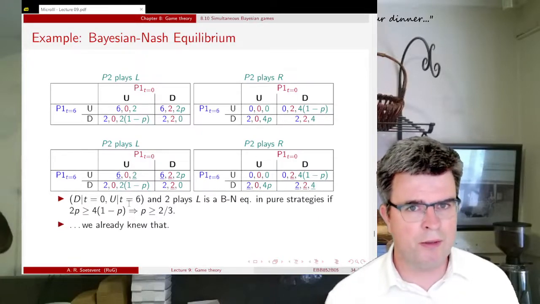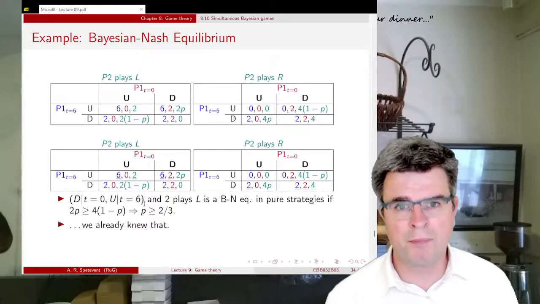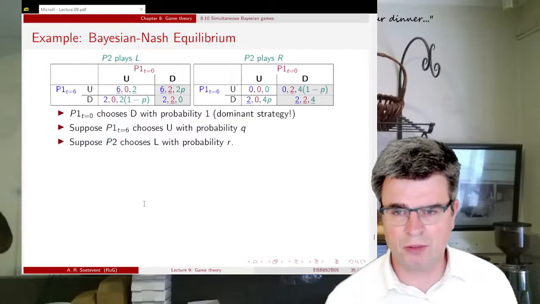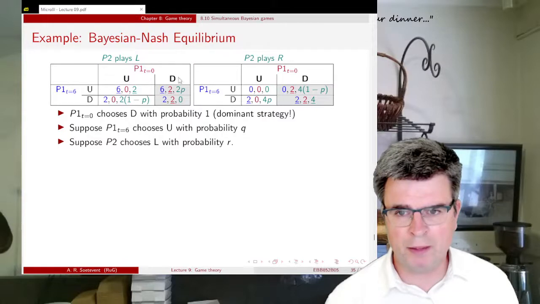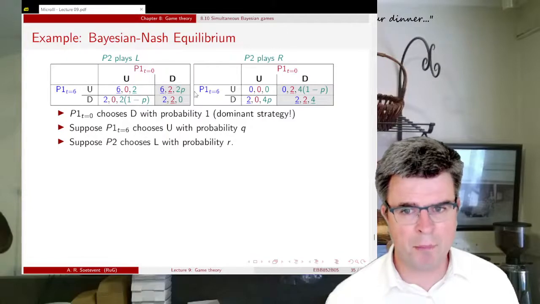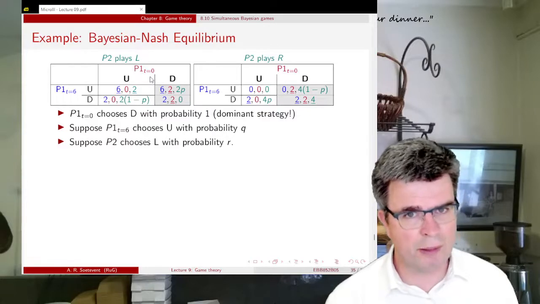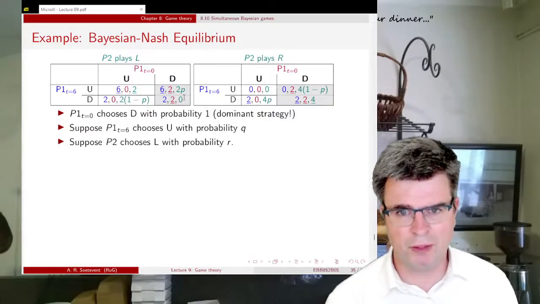So now we are ready to look for Bayesian-Nash equilibria in mixed strategies. So let's do that. Again, these are the same matrices that we saw before, but I have marked the entries corresponding to player 1 type T is 0 playing down in gray to make life a little bit easier, because these are the entries that we have to focus on. Because if player 1 is of type T is 0, it's a dominant strategy for him to play down. So these four elements, they don't matter.